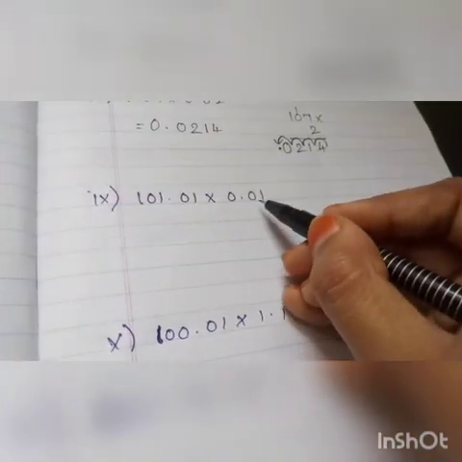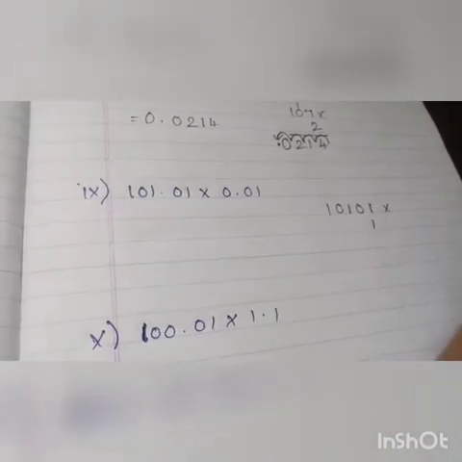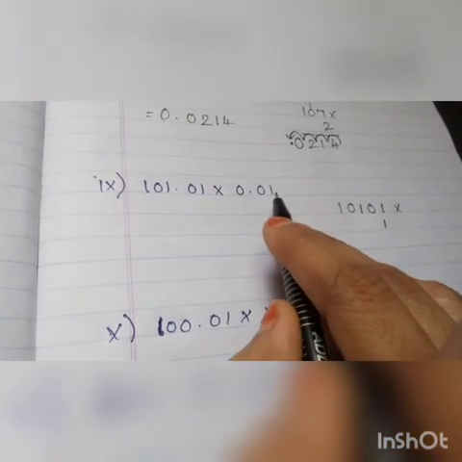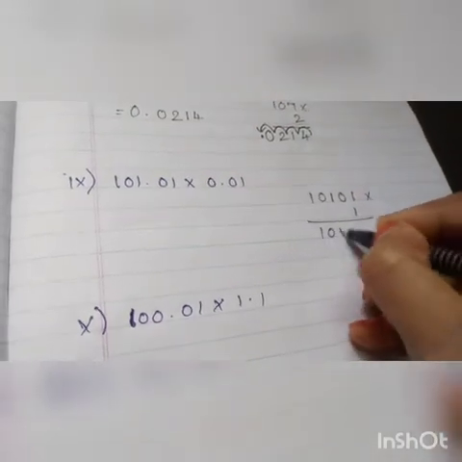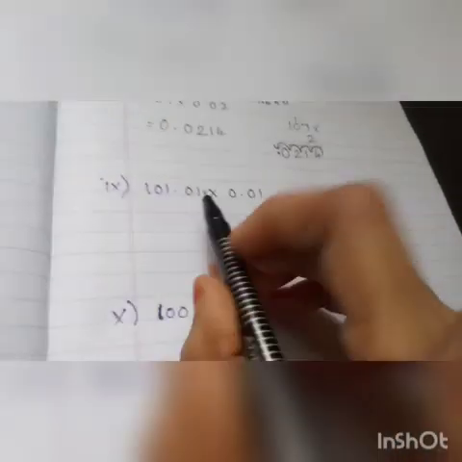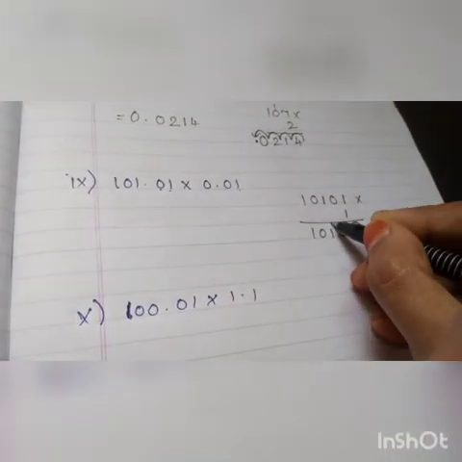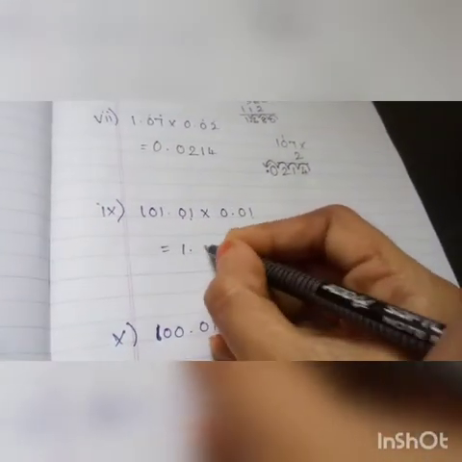Next, 101.01 into 0.01. Well, 10101 into 1, because this 0 is not valid. What is the answer? 10101. So how many digits? 1, 2, 3, 4. You will keep the decimal point here. So what is the answer? 1.0101.